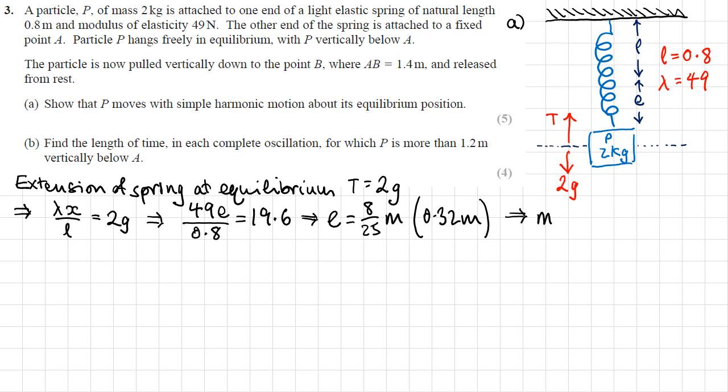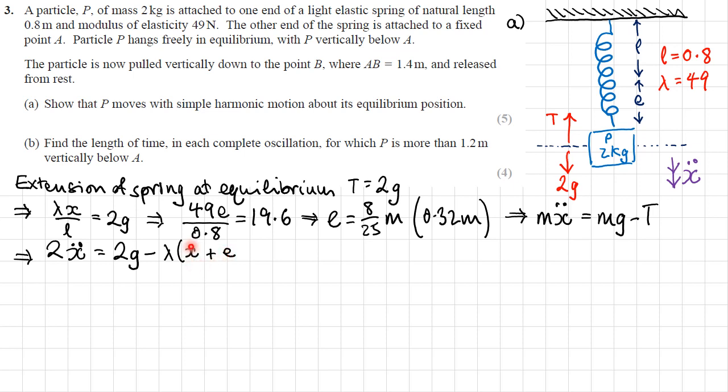So the mass times the acceleration is equal to the forces. Now we are taking downwards as positive, so there's my acceleration, and I will have mg going down minus the tension trying to pull the mass up. So let's start to fill this in. M is 2, so we have 2a, 2 times the acceleration, is equal to 2g minus lambda x plus e, because it was at E before, and then we've got this extra extension. This is going to be this displacement above and below the equilibrium position. So lambda x over L.